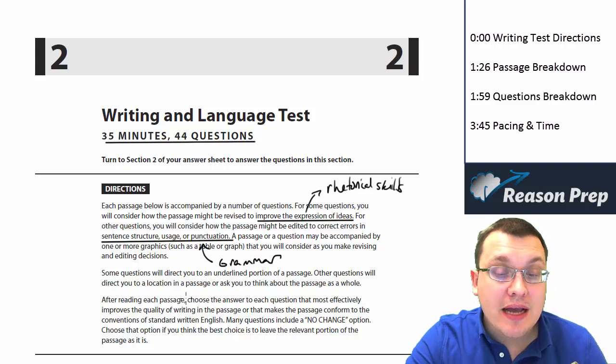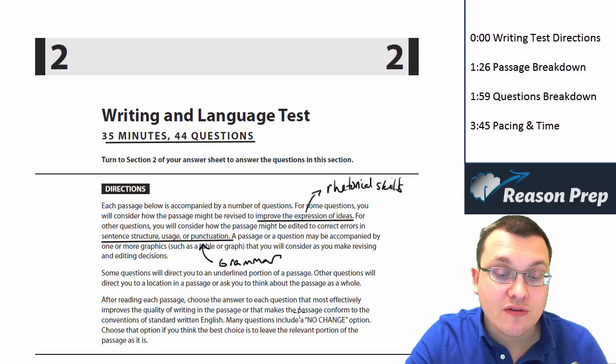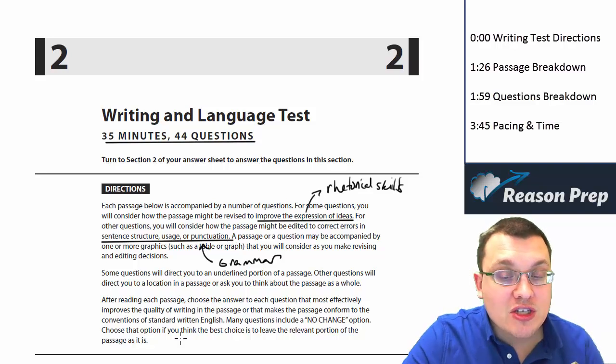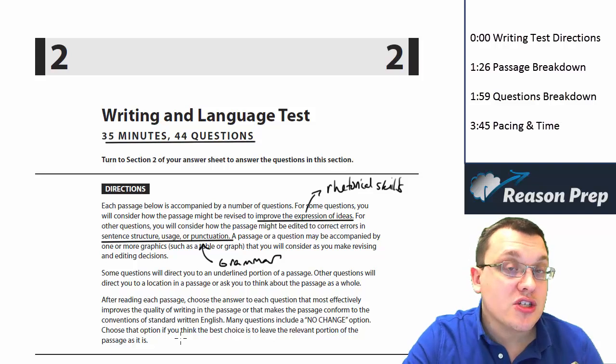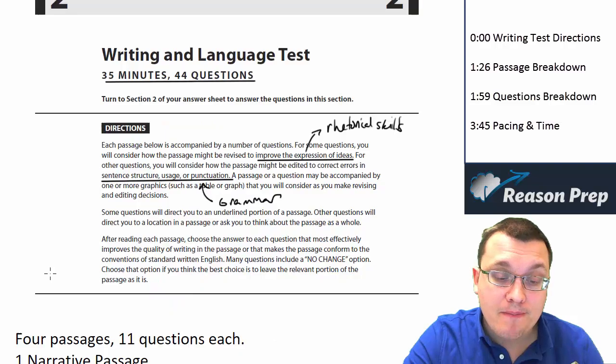After reading each passage, choose the answer to each question that most effectively improves the quality of writing in the passage or that makes the passage conform to the conventions of standard written English. Many questions include a no change option. Choose that option if you think the best choice is to leave the relevant portion of the passage as it is. So, very straightforward, nothing much of a surprise there.